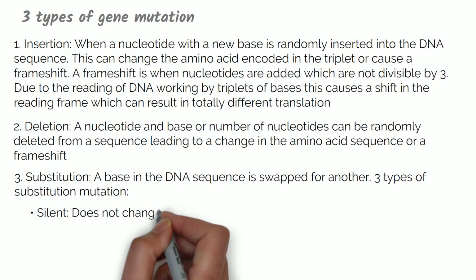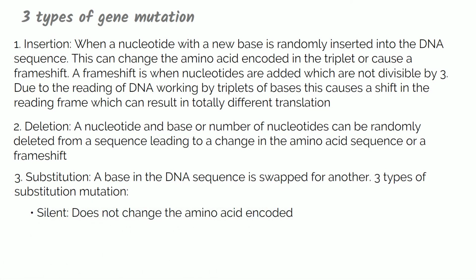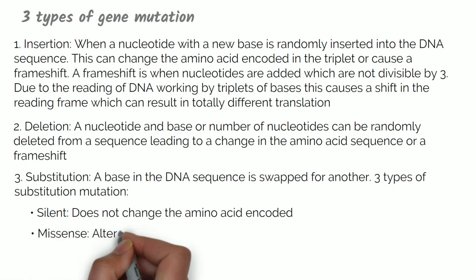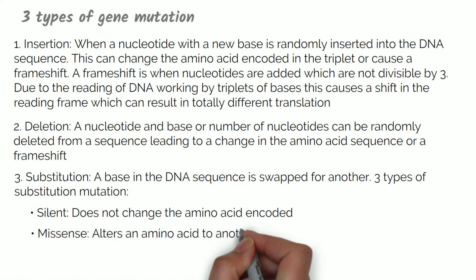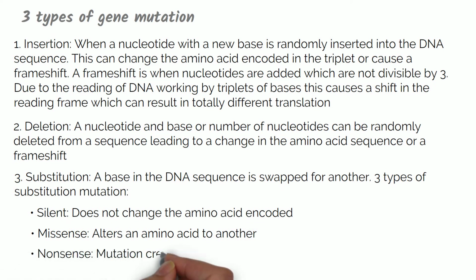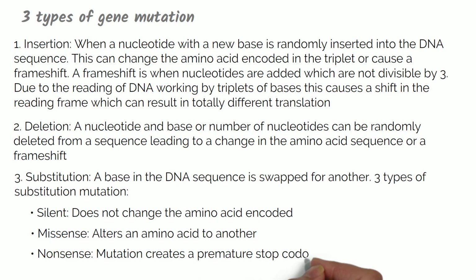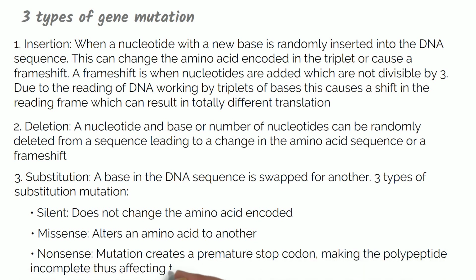Silent. This does not change the amino acid which is encoded. Missense. This alters an amino acid to another. And nonsense. This mutation creates a premature stop codon, making the polypeptide incomplete, thus affecting the structure and function of the resulting protein.